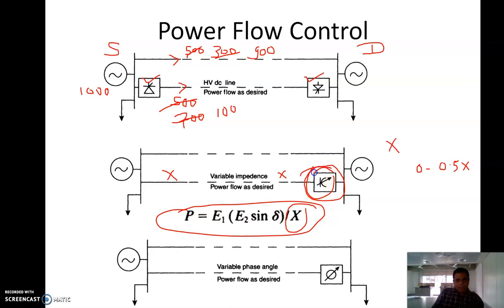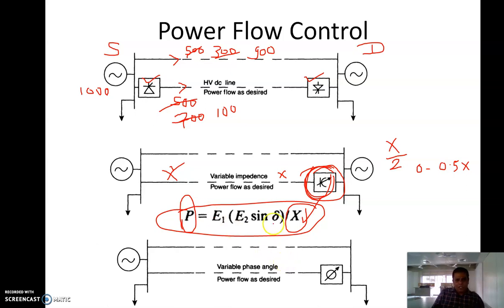So if I make this 0, the line impedance will remain x. If I make this 0.5, the line impedance will reduce and it will become x by 2. If I make this 0.1, the line impedance will become 0.9x. So this way I can control the impedance of the transmission line, and by virtue of controlling the impedance of the transmission line, the power can also be controlled, right?